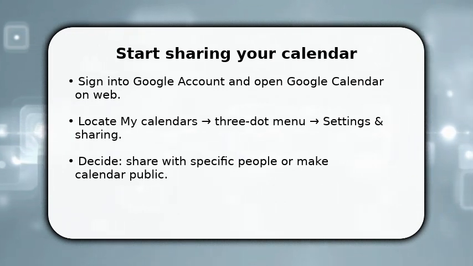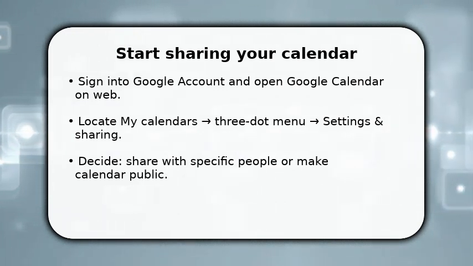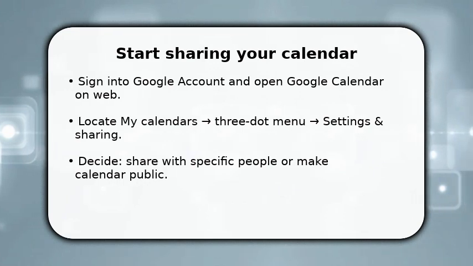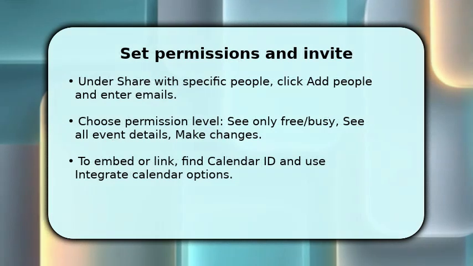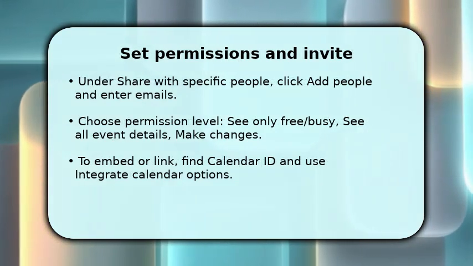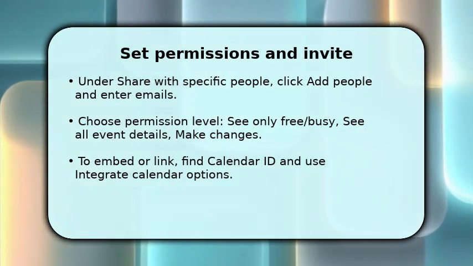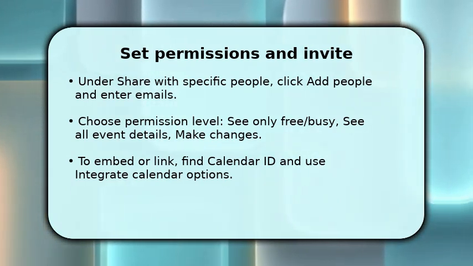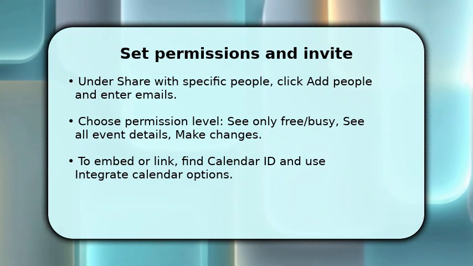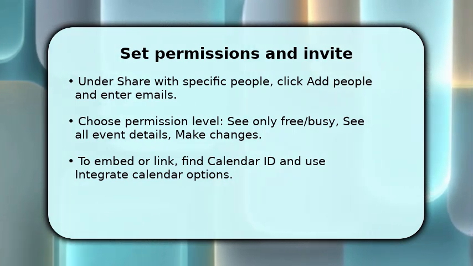Start with specific people if you need control. Public sharing is simpler but less private. Now add recipients and set permissions so they can do exactly what you want. Click Add People, type each email, and pick a permission level. See only free or busy when you want privacy. See all event details for transparency, or make changes if collaborators edit events.